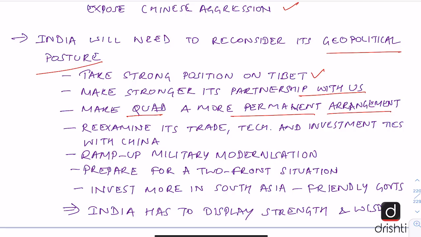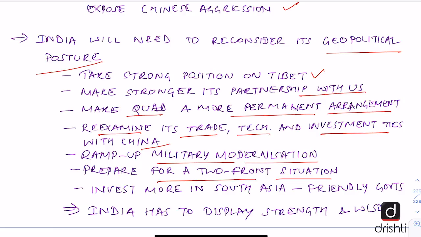At the same time, India should also re-examine its trade, technology and investment ties with China, which are heavily in favor of China, and India has not benefited much. So this needs to be re-examined and corrective steps need to be taken. Also, India should ramp up its military modernization to narrow the gap between India and China in terms of military strength. Also, India should prepare for a two-front situation, which is more and more likely as India has Pakistan on one side and China on the other side.